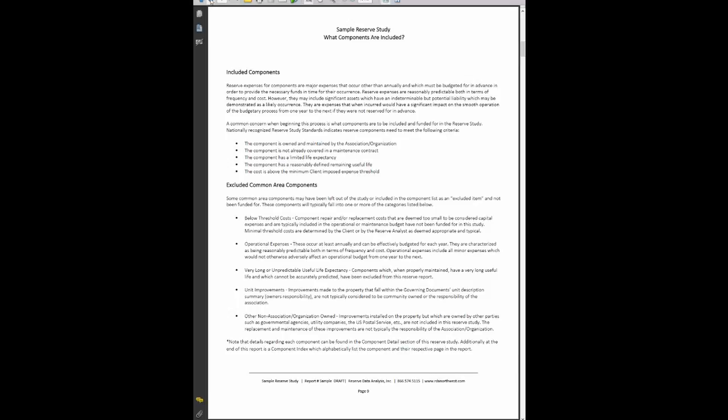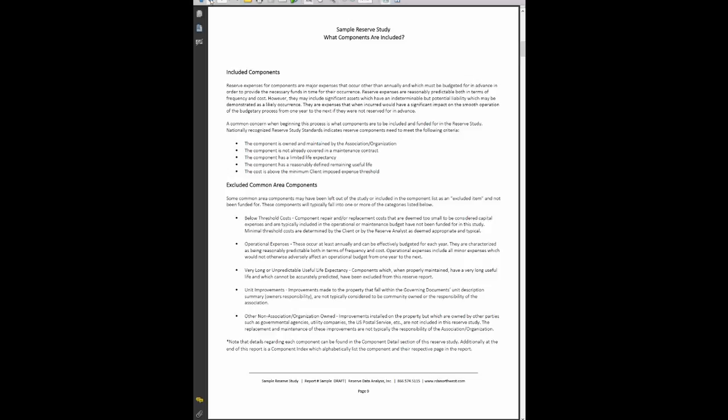Next is what components are to be included in the reserve study, and this just goes into National Reserve Study Standards. It lists here just the 4 basic principles that we apply each component to, as well as reasons why components may be excluded from the reserve study. This is a good read and answers a lot of questions of what components we're going to include and not, and why.